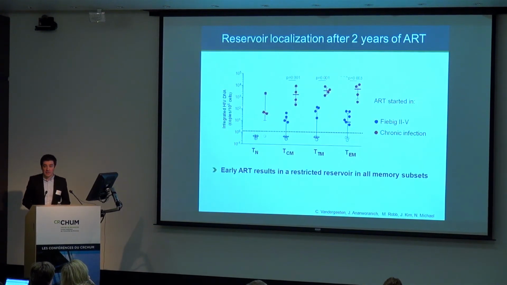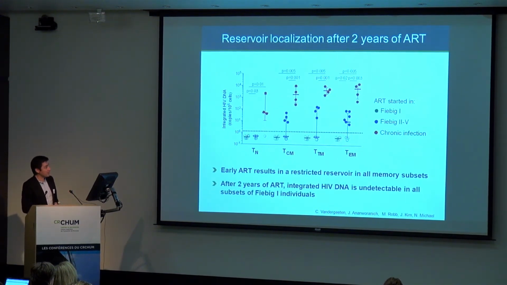Going back to the CD4 T cell subsets, we sorted them because we had leukapheresis from these patients. Here I'm showing you the data of the reservoir after 2 years of therapy. In the chronic subjects, obviously the reservoir was detected pretty much everywhere. In the Fibig-2 to 5, I would say it's half and half. But in the Fibig-1 subjects that we sampled, we were unable to detect a single trace of integrated HIV DNA, suggesting that initiating ART within the first few weeks of HIV infection is able to dramatically reduce the size of the reservoir. That doesn't mean that it's not there, it means that it's greatly reduced.